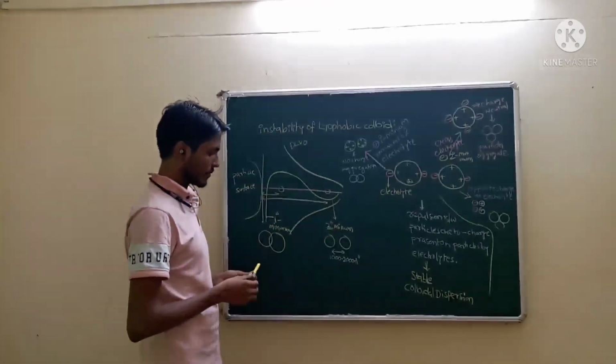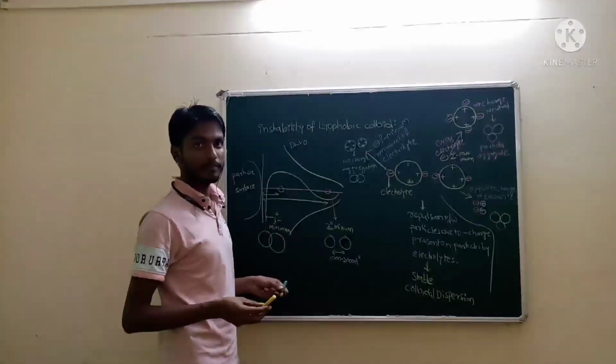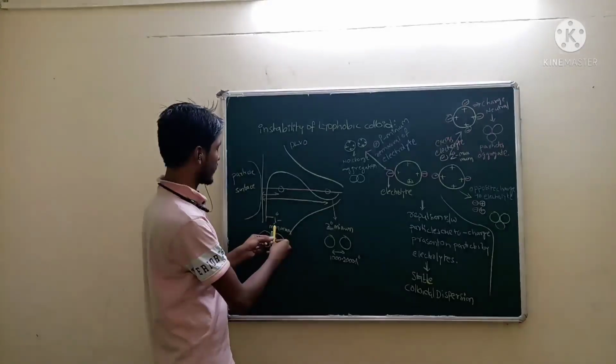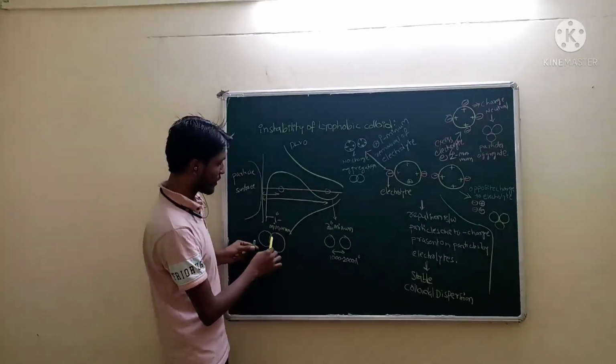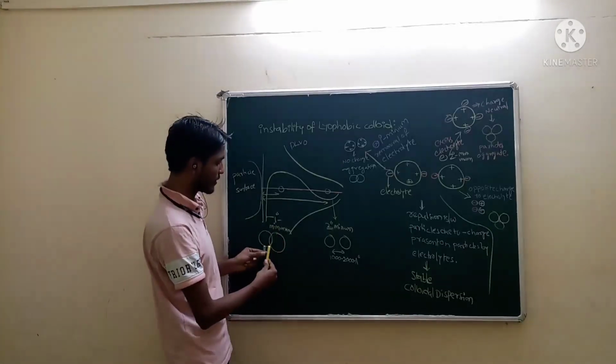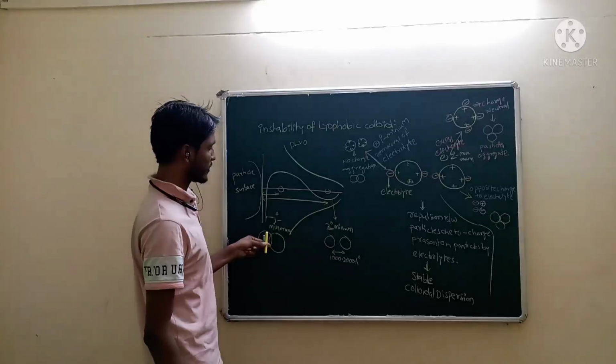Primary minimum, secondary minimum. In the primary minimum, no charge is there. The particles will combine and their atomic orbitals get interpenetrated, which leads to the primary minimum like this.